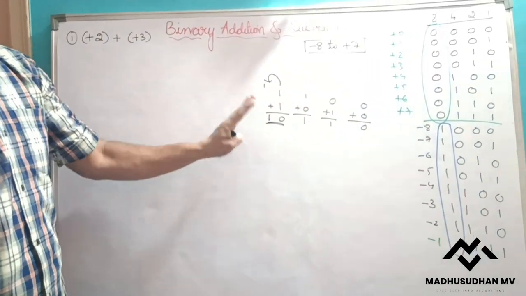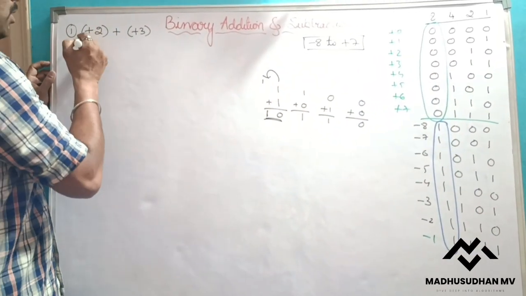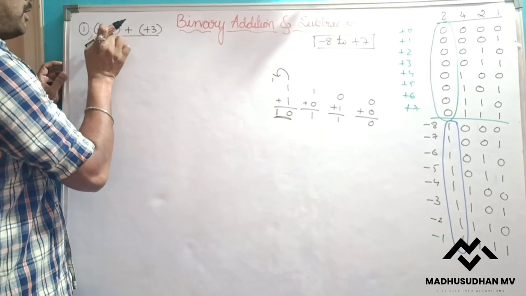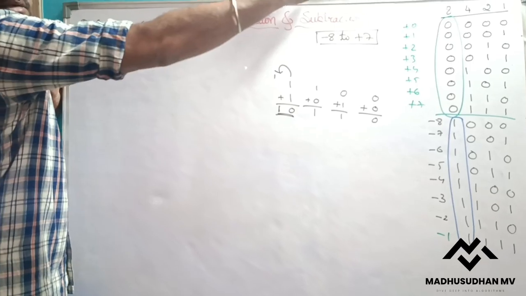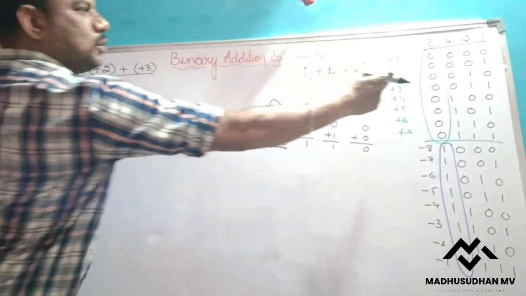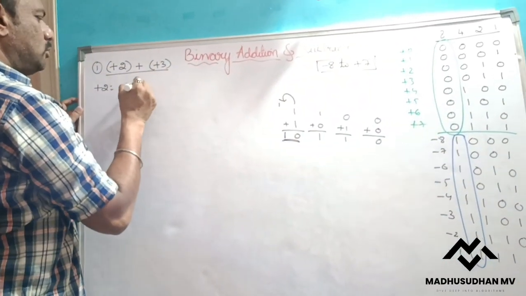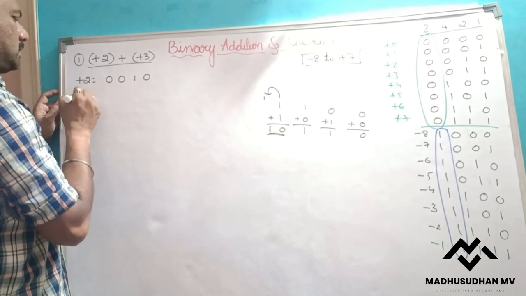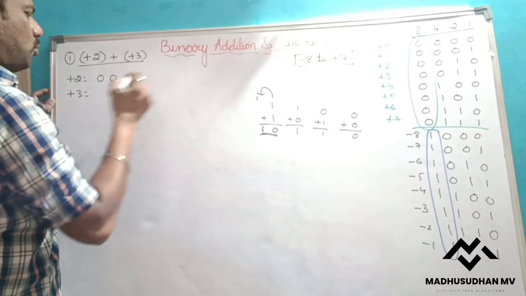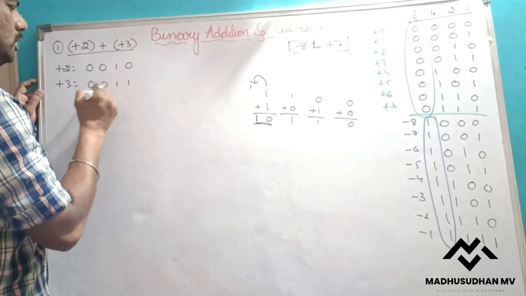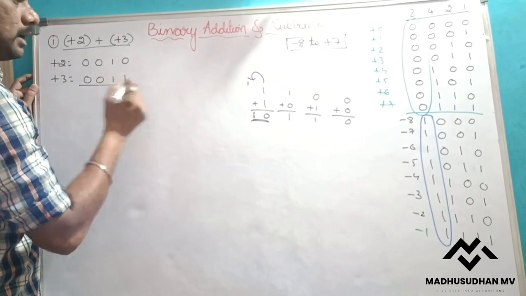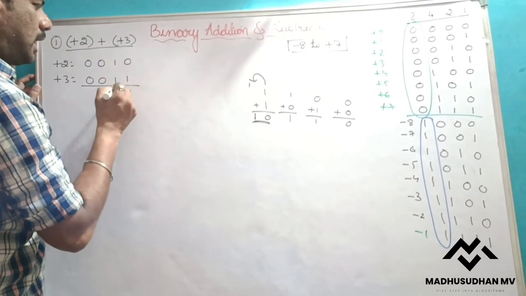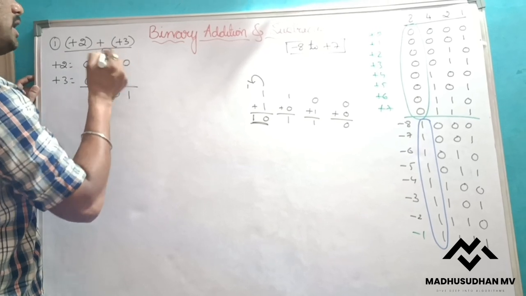So this is the binary addition formula that you have to remember. Now, if I want to perform plus 2 and plus 3, plus 2 is equal to what? In 2's complement for a positive number, 2 is 0010, plus 3 is what? 0011. So if I add 0 plus 1, 1; 1 plus 1, the sum is 0 and it will produce carry 1 to the next stage.